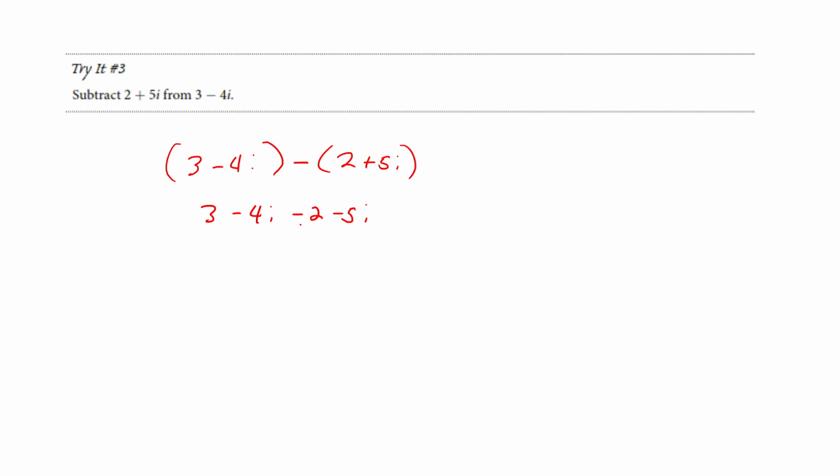So let's put together the real parts. 3 and negative 2 is 1. Negative 4i and negative 5i would be negative 9i.